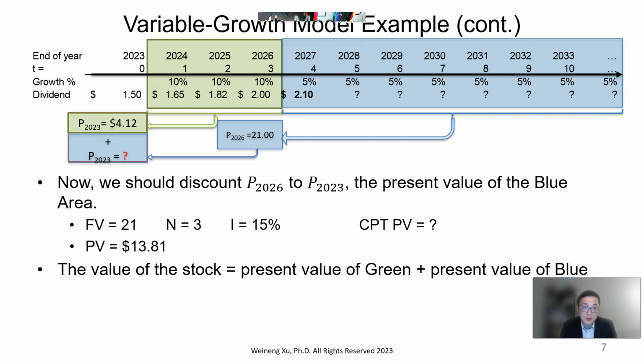Finally, we can simply add the value of the green part, which we figured out was $4.12, to the value of the blue part today, which is $13.81. Putting them all together, you should get the value of this entire sequence of cash flow being $17.93.